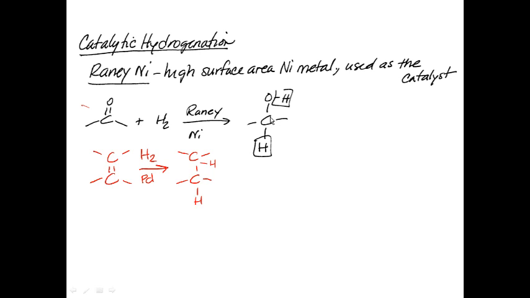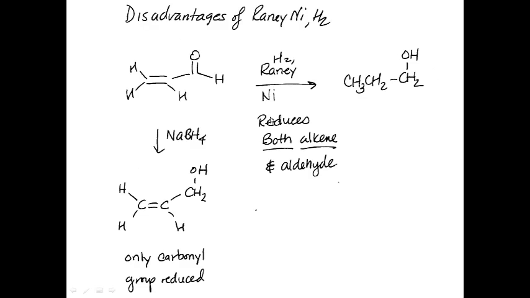Not necessarily the best method. The problem is that if I had a double bond and a carbonyl in the same molecule, and I tried to use hydrogen and Raney nickel, it would reduce both the alkene and the carbonyl at the same time, because this is a souped-up catalyst to reduce the extra stable carbonyl. With that souped-up catalyst, the hydrogen would have no problem adding to the double bond. So we'd end up reducing both functional groups. There's another way to reduce just carbonyls, and that's by using this reagent, sodium borohydride.